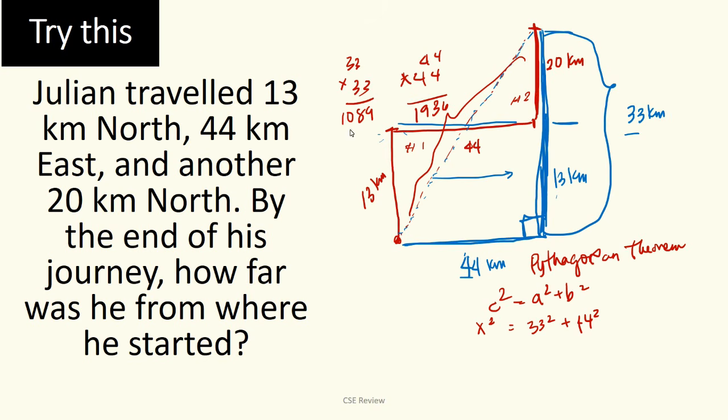Now, if you don't understand kung paano yan nangyari, just practice your multiplication, okay? And then we're going to add these two, okay? So, 1936 plus 1089. Pagsasamahin lang natin yan, okay? And then it's going to give us, okay, x squared is equal to 3,025, okay? So again, addition lang yan. So if naguluhan kayo doon sa part na yan, just practice your multiplication, practice your addition.